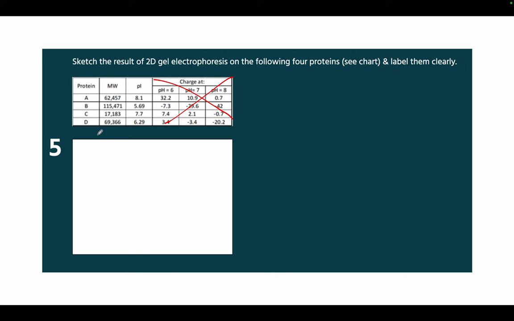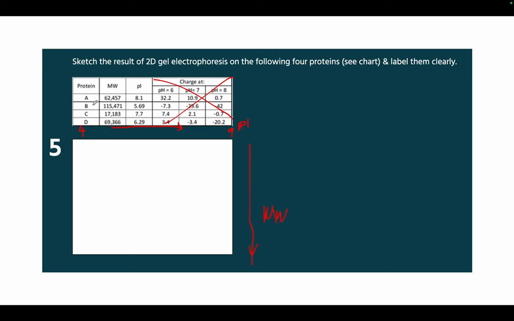We already know that in 2D gel electrophoresis we will have increasing pI on this horizontal axis, and decreasing molecular weight on the vertical axis. So let us just think about what will happen after the isoelectric focusing, where we are separating based on pI. So here let us say the pI is going from 4 to 9. That is the gradient that we have established.